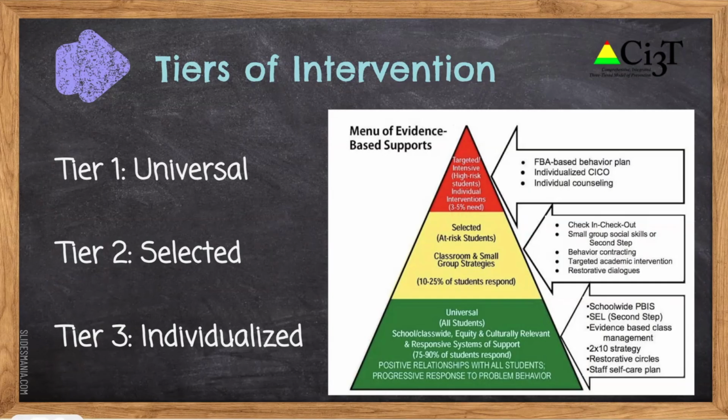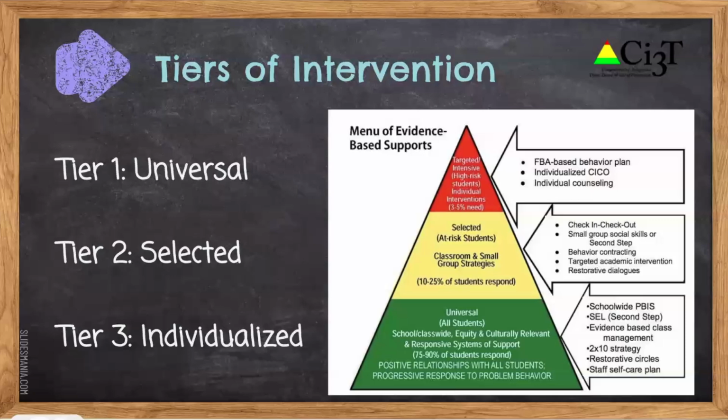So with universal interventions or universal strategies in place, they support roughly 75 to 90% of the kids in your school. Those are the kiddos that will go along fine, no behavior difficulties at all with just the bare minimum of what we do every day in the classroom.